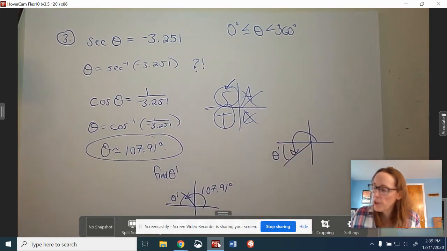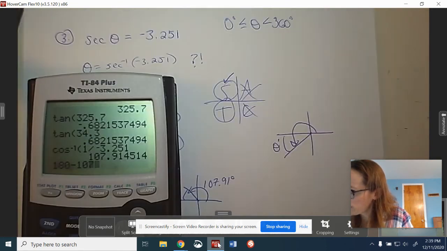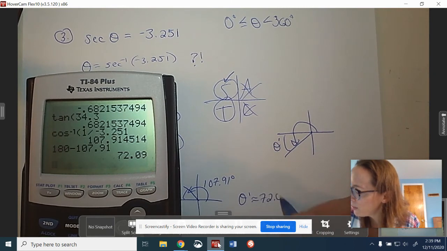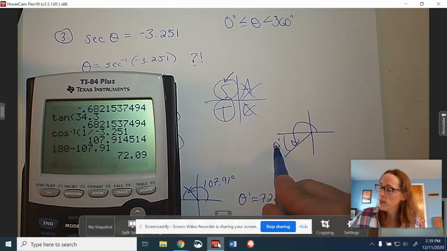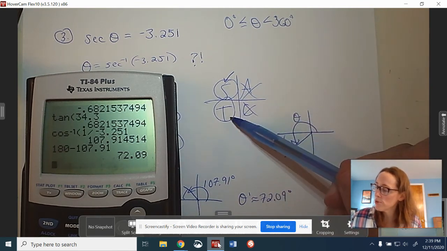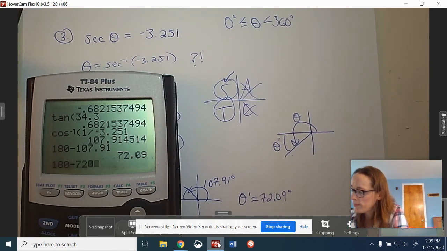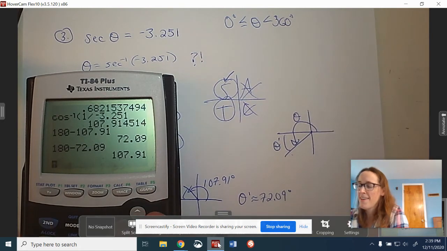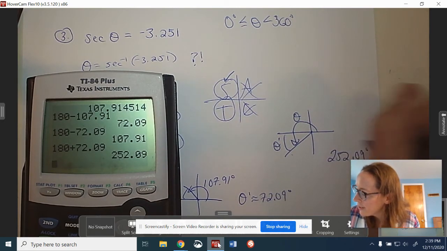And the reference angle we're looking for is 180 minus 107.91. And the reference angle is 72.09. Okay, so that's the reference angle. So now we can find the angle in quadrant 3. It's 180 plus that. You could probably do it in your head, but I messed it up on the calculator. All right, plus 72.09, 252.09, and that's a correct answer.